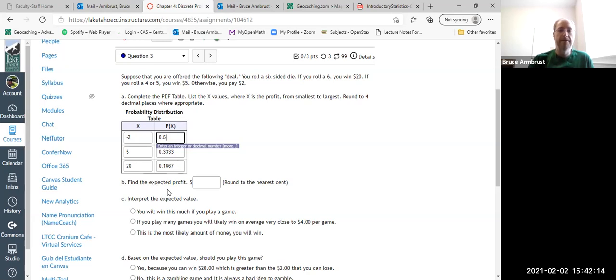Okay, so now let's find the expected profit. So this is the expected value. So do you guys remember how to find expected value? Remember what we do?